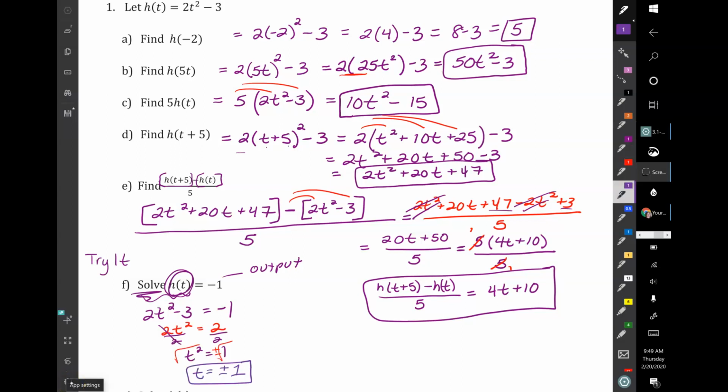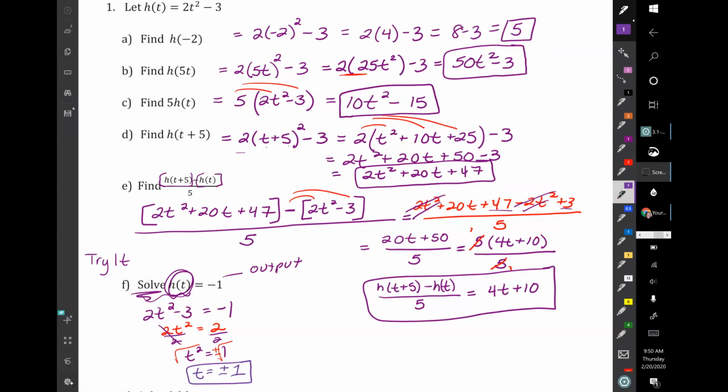Okay, so I have added 3 to both sides, and now I have 2t squared equals 2. Divide both sides by 2. Then I get t squared equals 1. I take the square root of both sides. Don't forget your plus and minus. And then I get t equals plus or minus 1.